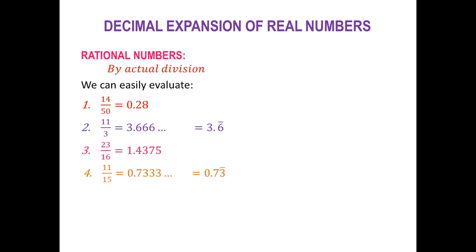Next is 11 by 15. It's again non-terminating and repeating. Here 3 is repeating again and again. So we put bar only on 3, not on 7.